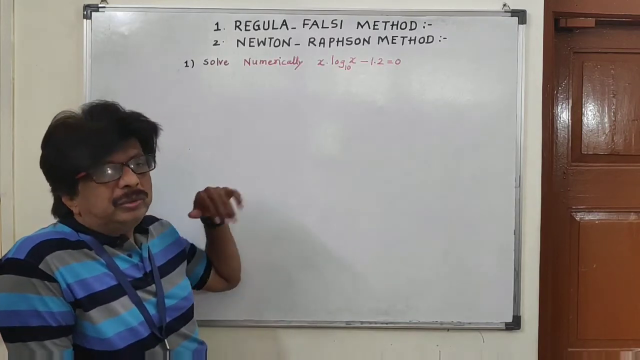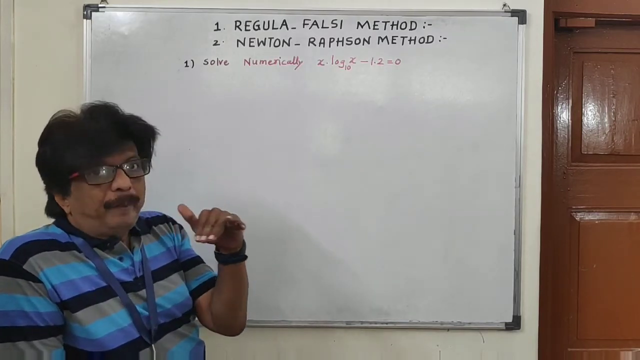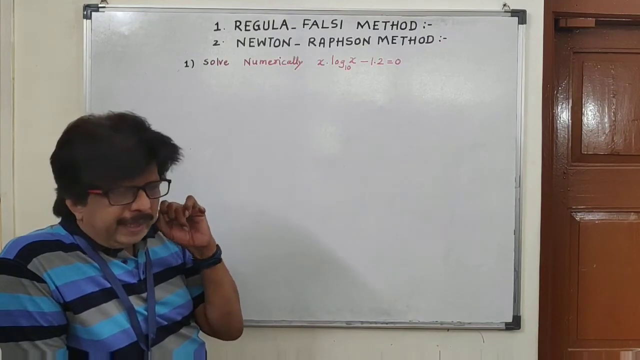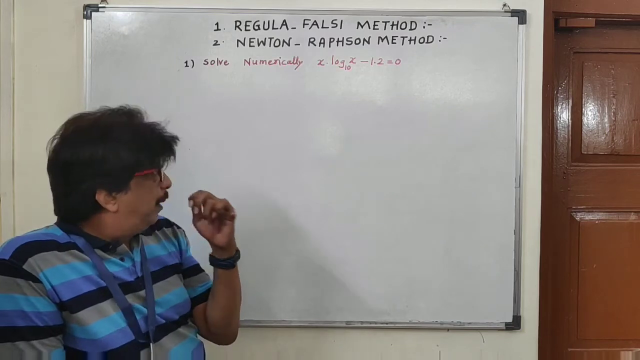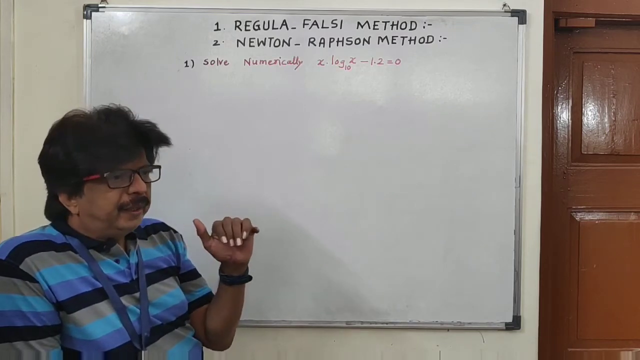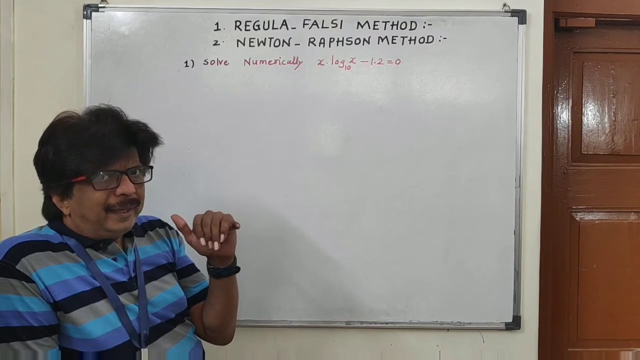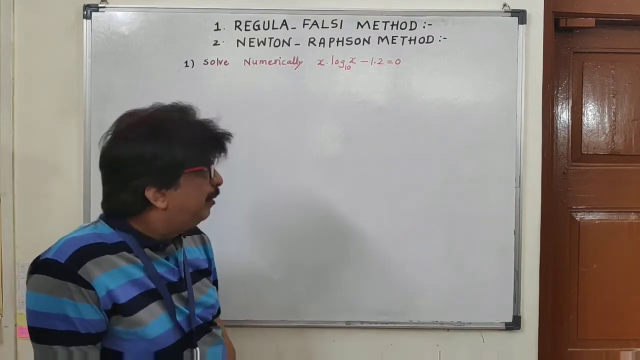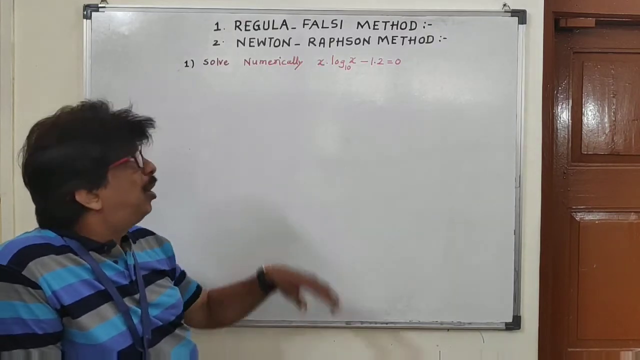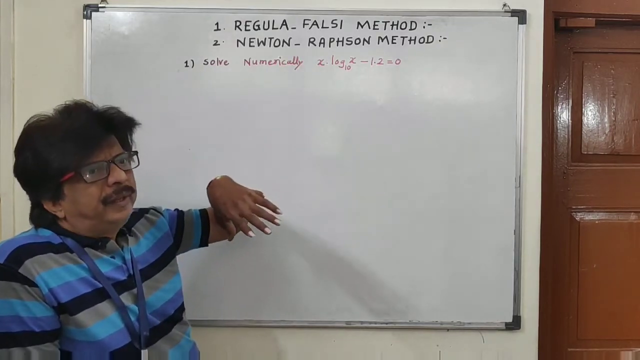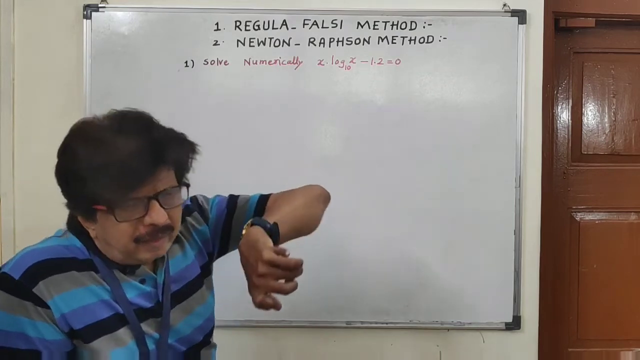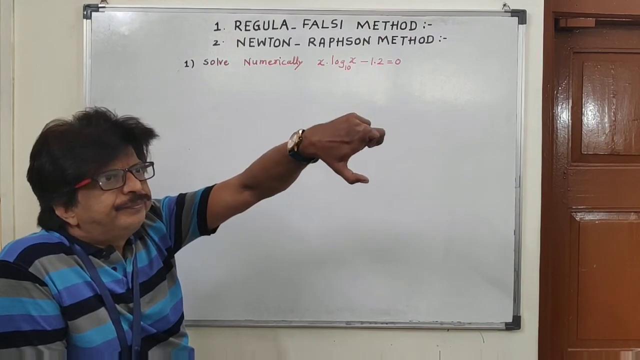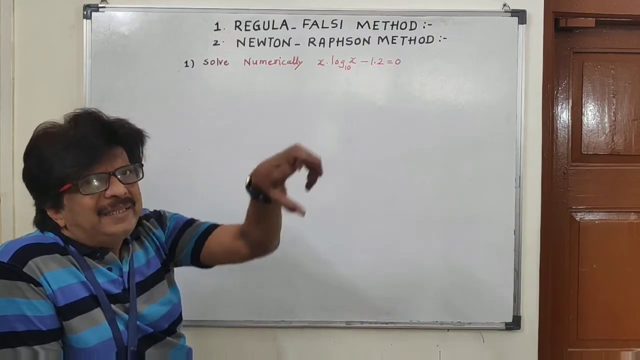Let us continue the topic of numerical methods. In the last lecture, we studied the method of false position, which is also called the regula falsi method. We have also solved one numerical based on that. That example was an algebraic equation.